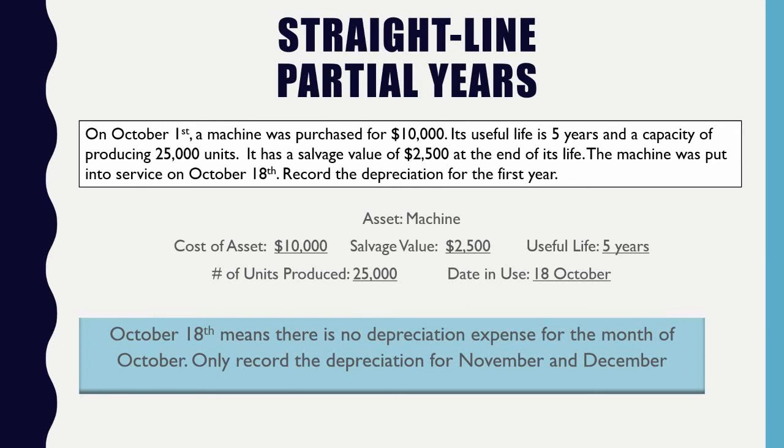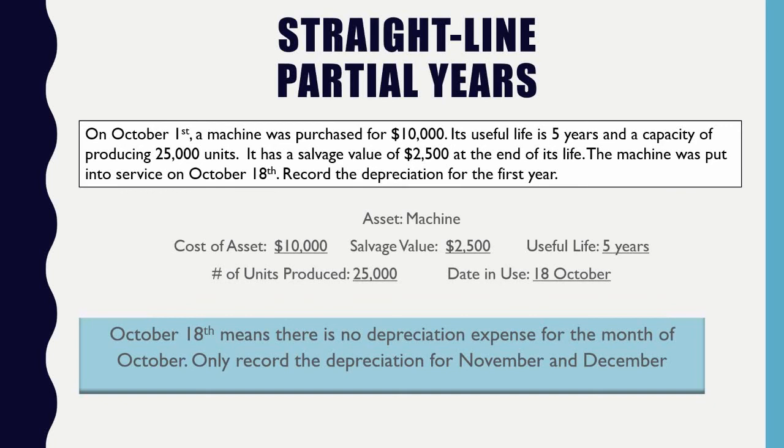consider this factor here. So in this example, I decided to buy a machine that's worth $10,000 with a salvage value of $2,500. Its useful life is 5 years. The number of units that it can produce is 25,000. And then lastly, the date that I placed into service is October 18th. So if it's October 18th, what can I assume, or what do I have to assume? When do you start depreciating?